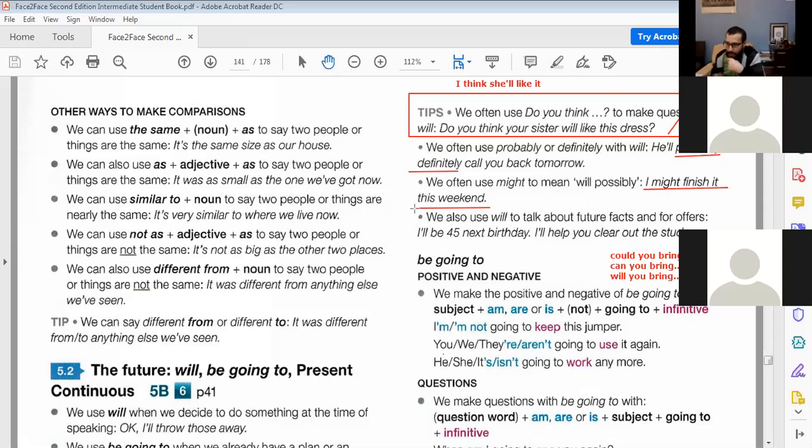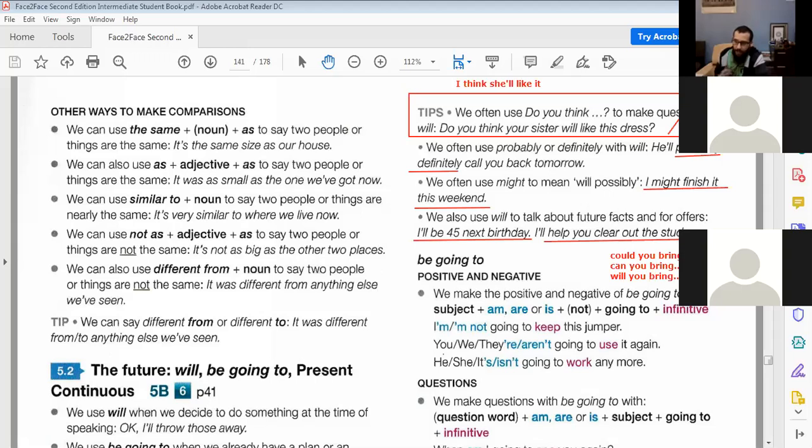Okay, last point. You can also use it for future facts, for offers. This is a nice way of using will. Can you see this? It says, I'll be 45 next birthday. I'll help you clear out the study. So this is an offer. This is someone offering help. It's not a prediction. It's not a plan. It's not an arrangement. It's just an offer. I'll help you with your exam if you like. I'll help you.